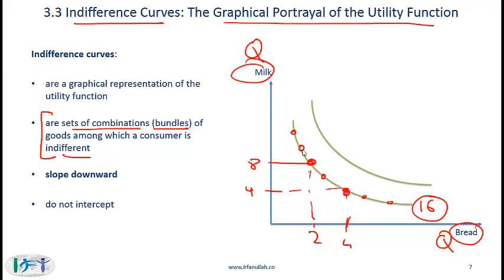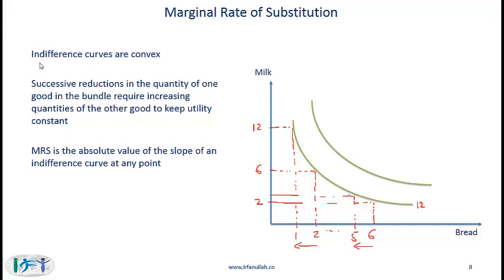As you see over here, indifference curves slope downwards, and indifference curves also for a given consumer will not intersect, and this is because of the axiom of transitivity. Notice that the indifference curves are convex, and they are convex relative to the origin. If you look from the origin, the curves are convex. Let's understand why this is the case.